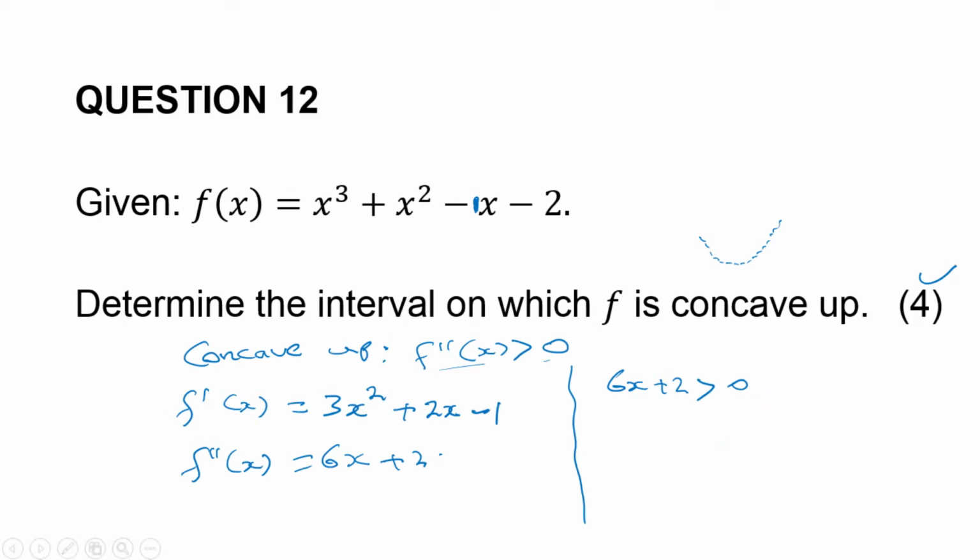Don't include equal to 0. You're just looking at concave up or down. Once you say equal to 0, it means you're looking for the point of inflection as well. The point of inflection is actually the point of reference, but it's not what we want. So x, do you agree, class, is minus 2 over 6, minus 1 over 3. x is only greater than minus 1 over 3.